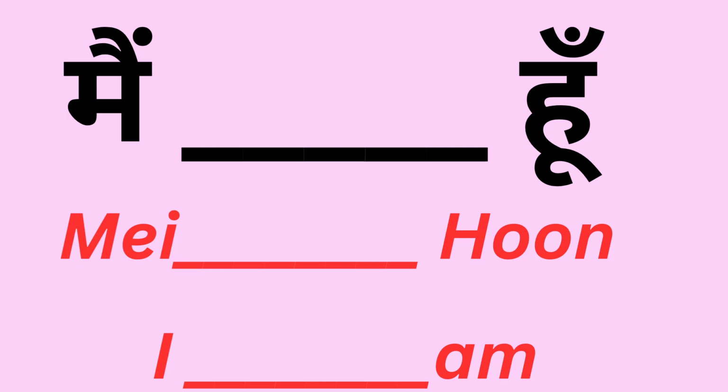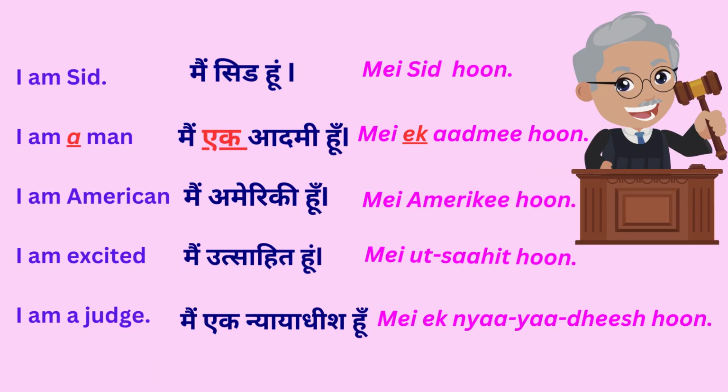Let's understand with another example. I'm Sid. I'm a man. I'm American. I'm excited. I'm a judge. That means मैं Sid हूँ. Here he's sharing his name. I'm a man. मैं एक आदमी हूँ. A becomes एक and man is आदमी. मैं एक आदमी हूँ. So he's talking about his gender.